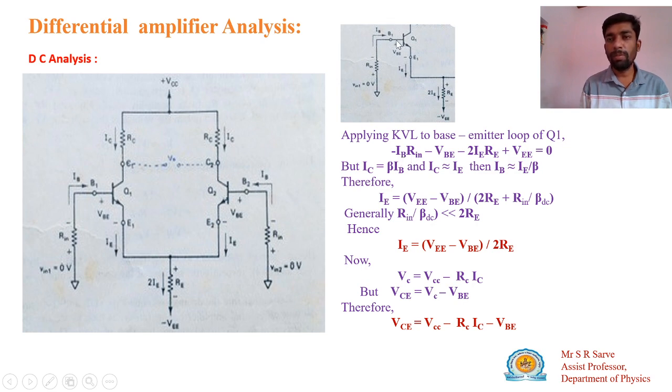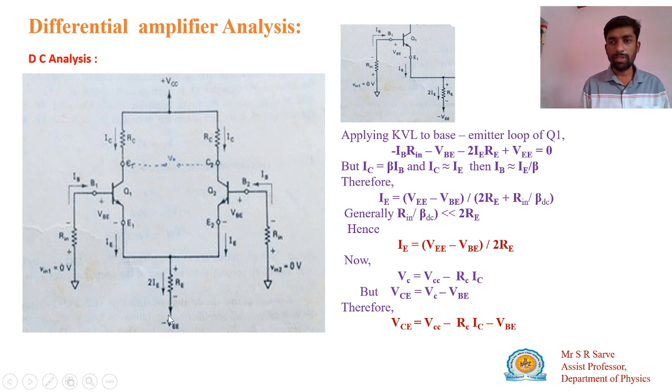Now we will move from base to the emitter. So here minus VBE, because there is a drop in potential. Then we move to this resistance. The voltage drop across this resistance is equal to the resistance RE into the IE current, but here we have the IE current from the first transistor and the IE current from the second transistor. So that's why the total current is twice IE. So the voltage drop across this resistance is minus twice IE RE.